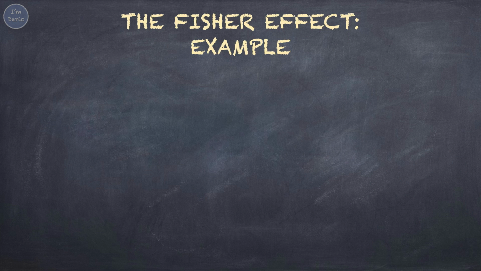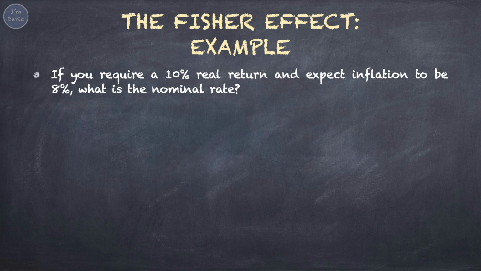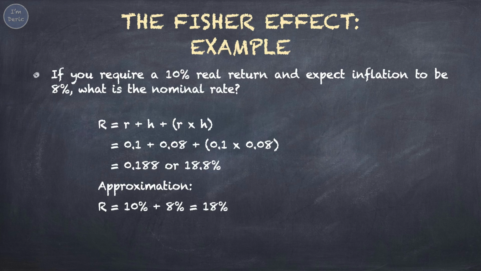Let's take an example. If you require a 10% real return and expect inflation to be 8%, what is the nominal rate? By using the formula, you will get 18.8%. Or by approximation, the answer is around 18%.